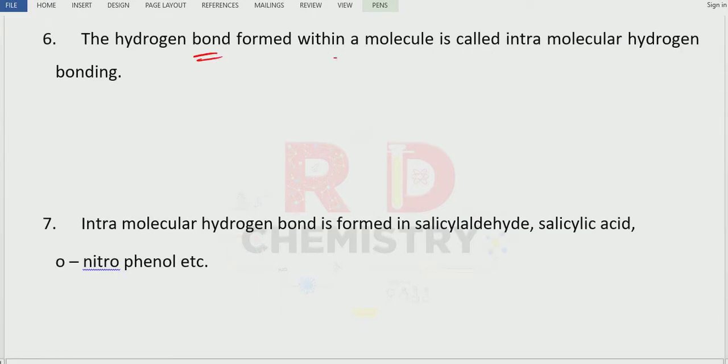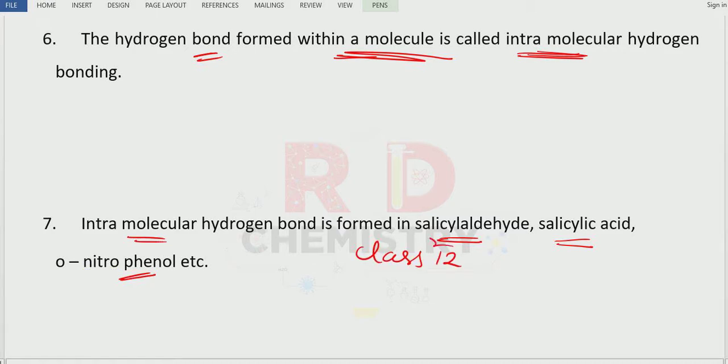Hydrogen bond formed within the molecule is called intramolecular hydrogen bonding. There are very few examples that you have to remember: salicylaldehyde, salicylic acid, and orthonitrophenol. These structures are generally studied in class 12 organic chemistry. Let me give one of these structures here.